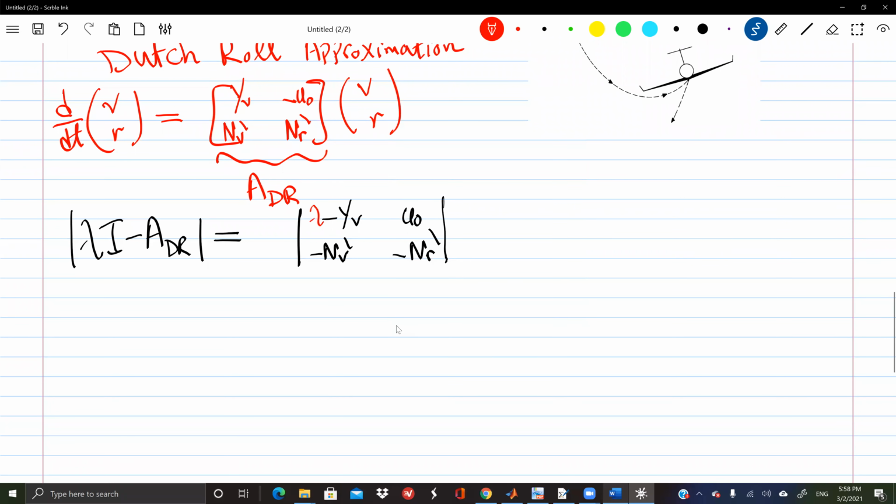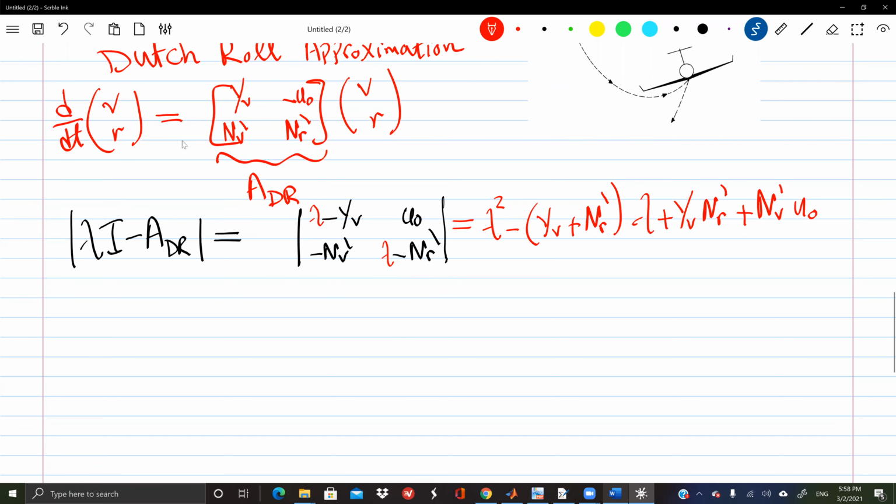Now let's add lambdas over the diagonal. Here is lambda and lambda. This is lambda squared minus YV and NR dash lambda plus YV times NR dash plus NV dash times U naught.